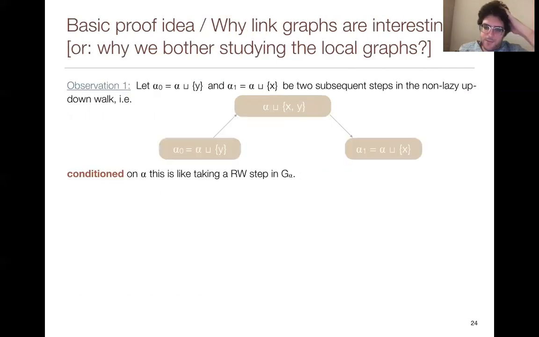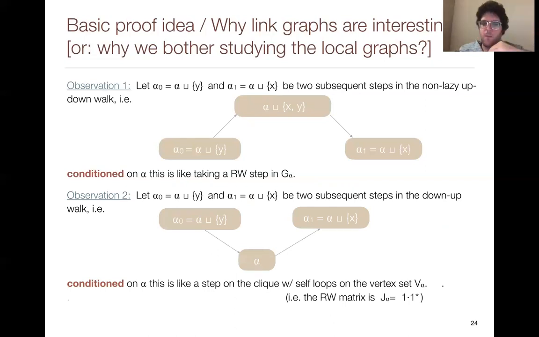I don't want to give a full proof for this, but let me tell you the basic idea. When you condition two subsequent steps of the non-lazy up-down walk on containing the same set alpha, it is as if this random walk is making a step on the link G alpha. And similarly, if you look at the down-up walk and condition two subsequent steps of this random walk on containing the set alpha, it is as if the step is actually happening on the clique, on the complete graph, on the same vertex set as the graph G alpha.